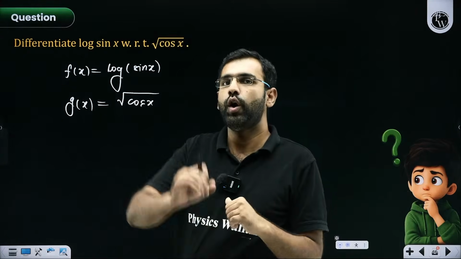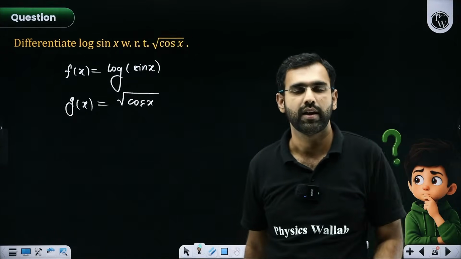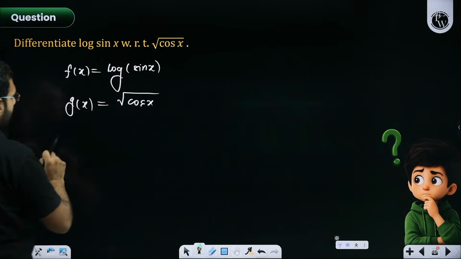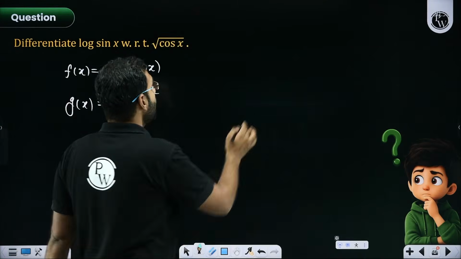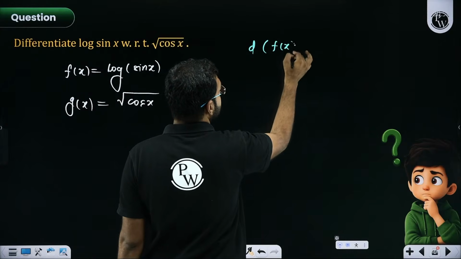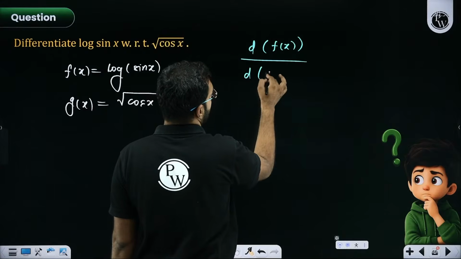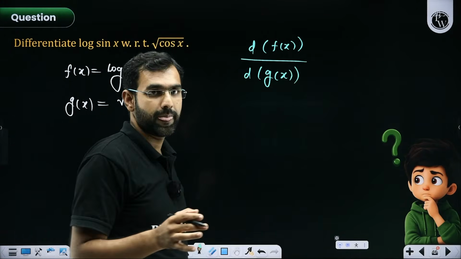So what did we do? We did dy by dt whole divided by dx by dt. Same thing we can do here. f is a function of x, g is a function of x, but we don't want f dash x or g dash x. We want the derivative of f of x with respect to g of x. Are you understanding this first of all?